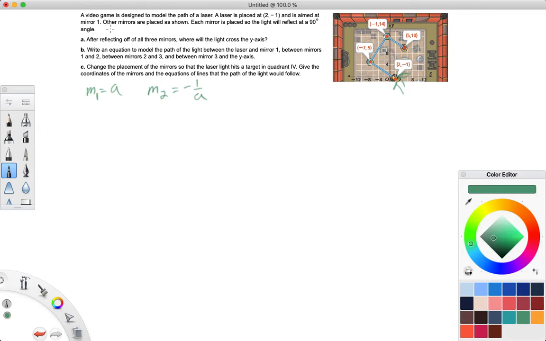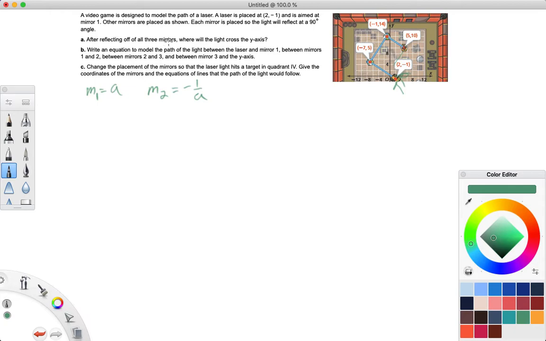Sorry, I lost my place. Other mirrors are placed as shown. Each mirror is placed so the light will reflect at a 90-degree angle. So we know that that's a 90-degree angle, that's a 90-degree angle, those are all 90-degree angles. And then maybe that's the end of the game. I thought that would shoot off at a 90-degree angle. Anyway, okay, so they're going to shoot off at a 90-degree angle.